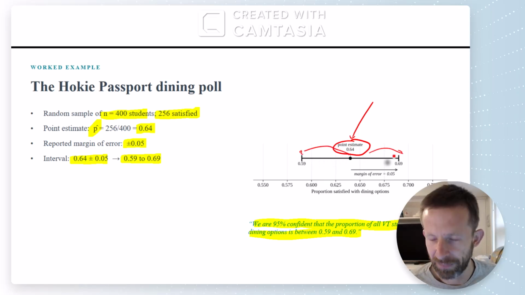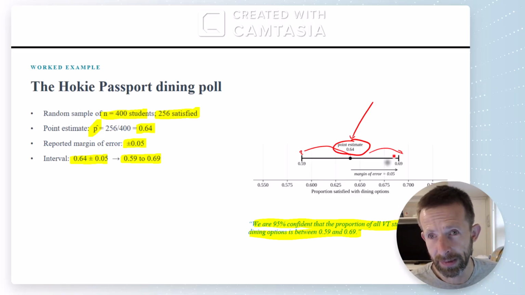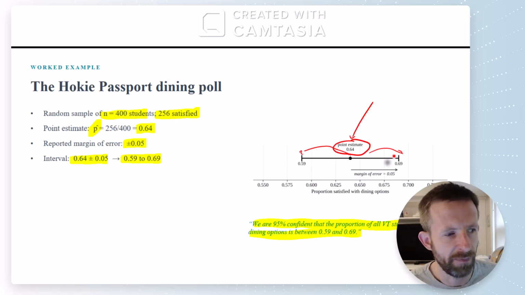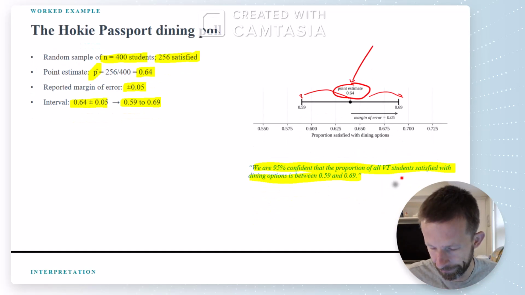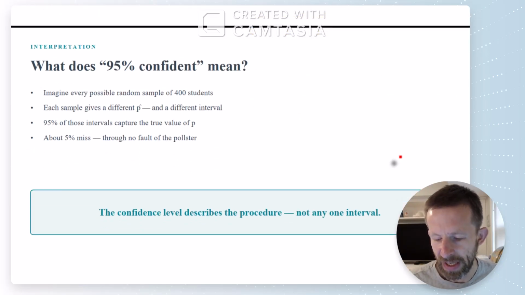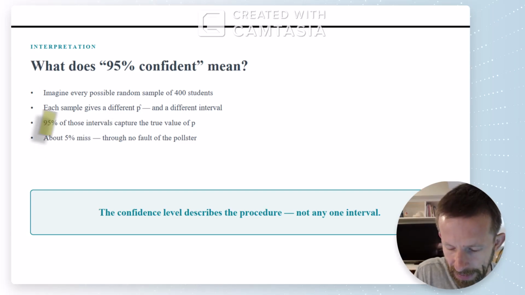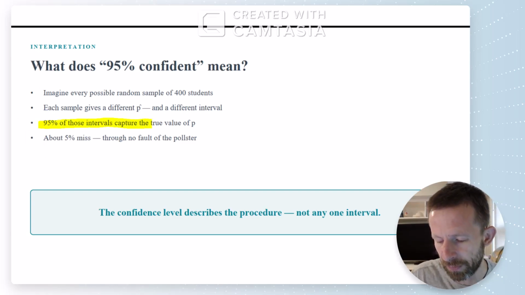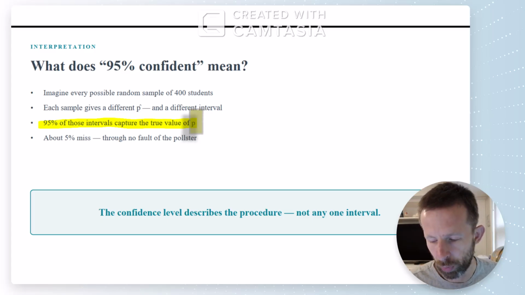That distance that you go left and right is going to depend on a number of things. It's going to depend on the size of the sample, and it's going to depend on the confidence level. So the higher the confidence, the wider it's going to be. What does 95% confident mean? So imagine every possible random sample of 400 students. Each sample gives a different p-hat and a different interval. Now the idea is that 95% of all those intervals are actually going to contain the true proportion of all students that are satisfied.